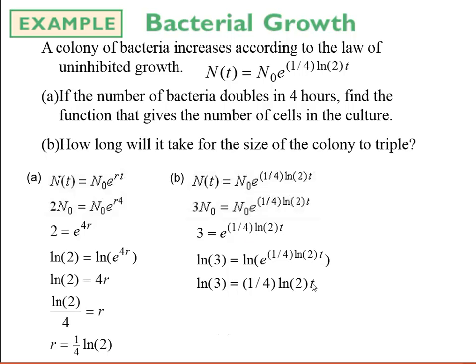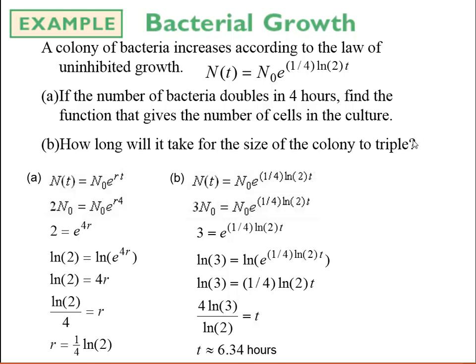So I end up at that point. And then I'm solving for t, so I'm going to multiply by 4 to get rid of this 1/4, and then I'm going to divide by the ln of 2, and there's my time. Now it's okay to round. So now I'm going to finally round and get approximately 6.34 hours for my population to triple.